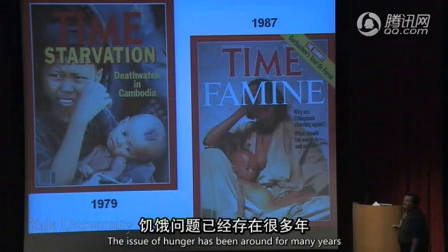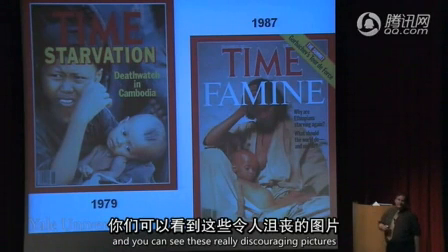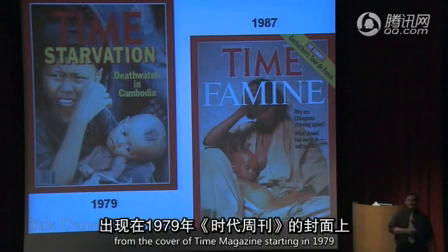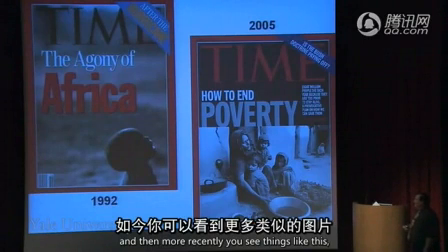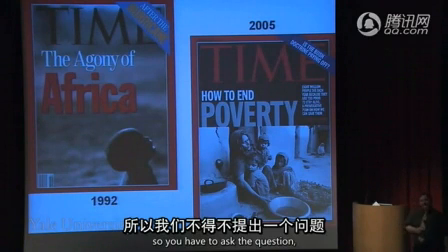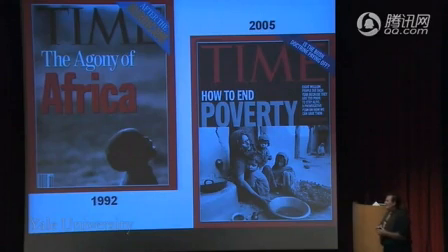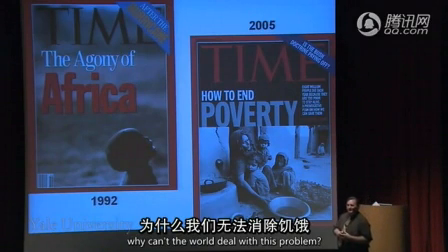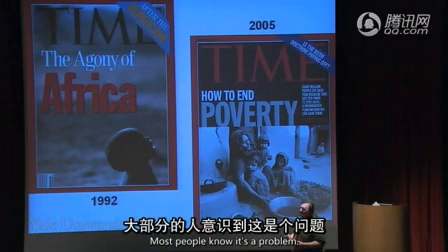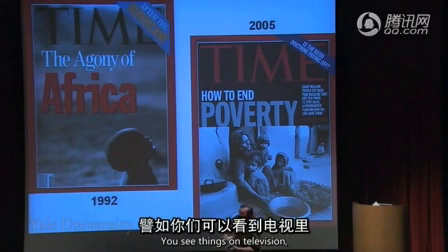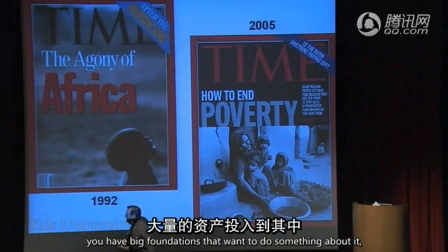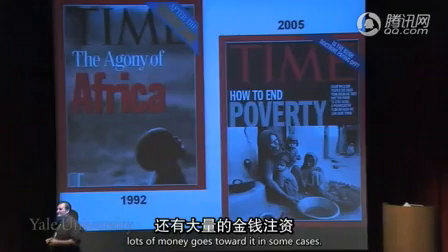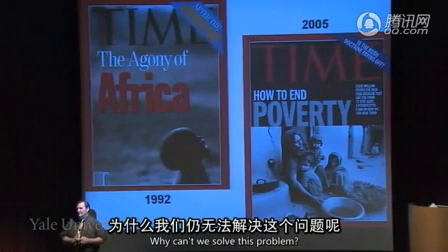The issue of hunger has been around for many years, and you can see these really discouraging pictures from the cover of Time magazine starting in '79. And then more recently you see things like this. So you have to ask the question, why can't the world deal with this problem? You know, most people know it's a problem. You see things on television, celebrities are out there trying to help with the hunger problem. You have big foundations that want to do something about it. Lots of money goes toward it in some cases. Why can't we solve this problem?